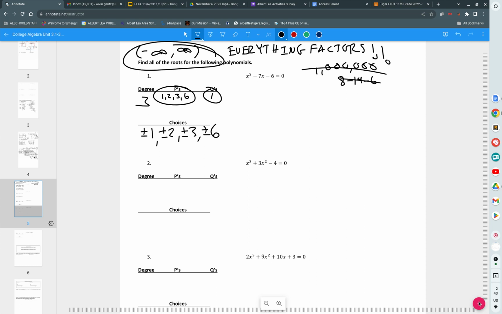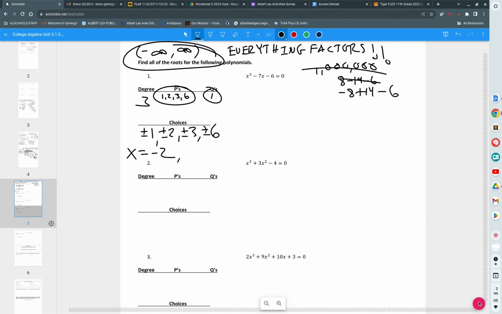Let's see. Negative 2 cubed is negative 8. Is it going to be minus 14 or plus 14? Plus 14. Minus 6. Does that make 0? It does. Negative 2 works. We found one. We made a good educated guess. Among these 8, we found one.